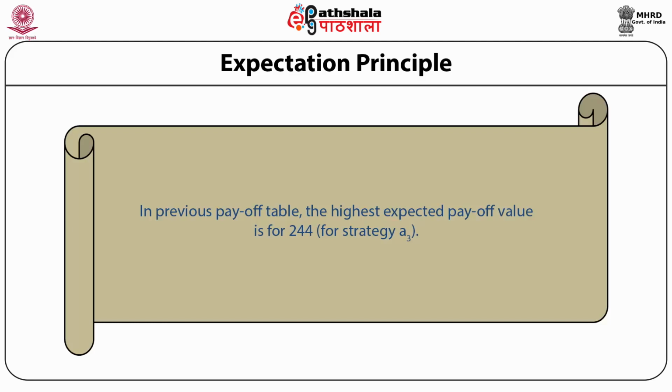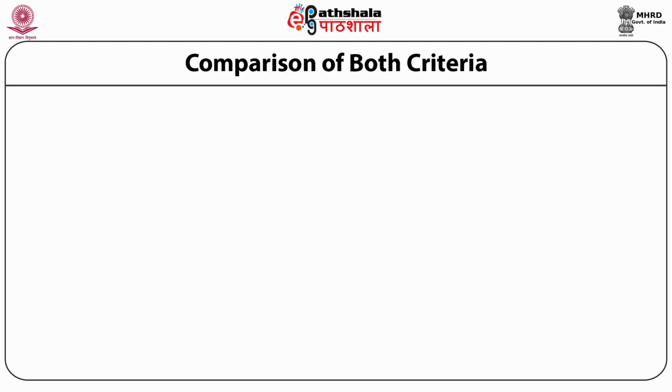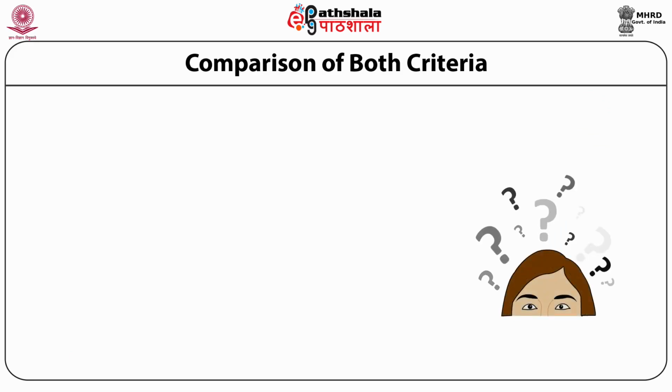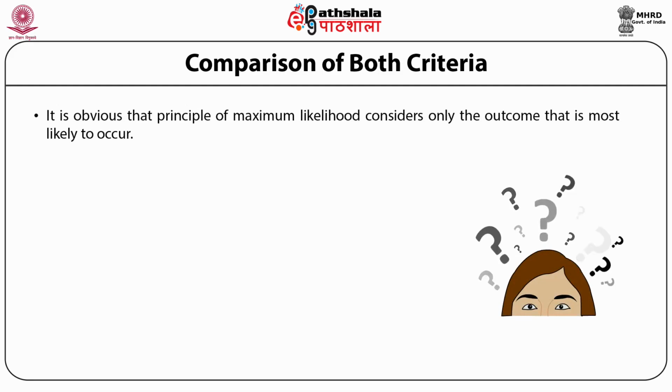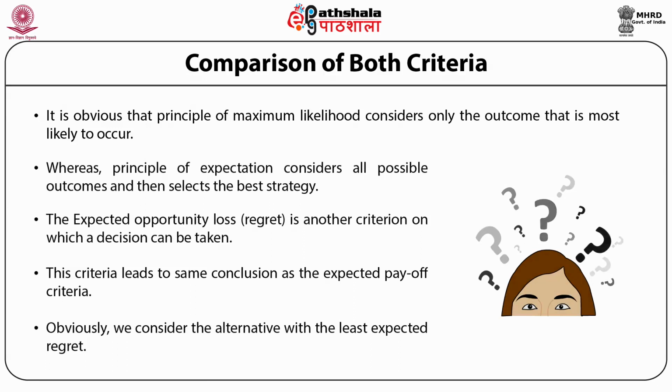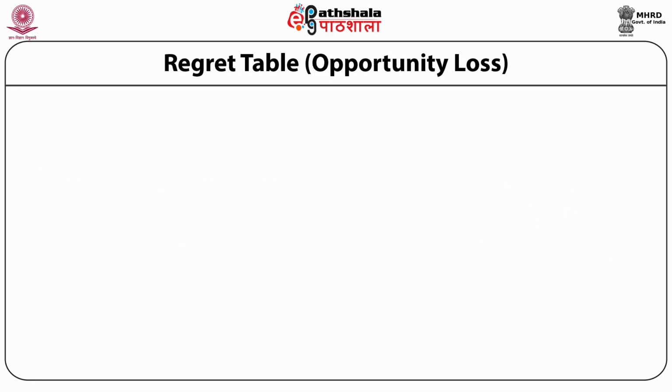So it is certainly, what I personally believe, better than the maximum likelihood principle. Yes, it is slightly more difficult compared to the maximum likelihood principle as far as the calculation part is concerned. So, a comparison of both criteria. Students, I have already told you that the maximum likelihood principle considers only the payoff corresponding to the highest probability value, and the expectation principle considers the contribution of each and every outcome. It is not ignoring the probability value of any outcome. So on this parameter we can compare both criteria, but as far as ease of calculation is concerned, it is certainly better to go with the maximum likelihood principle, but for better results we must go with the expectation principle.